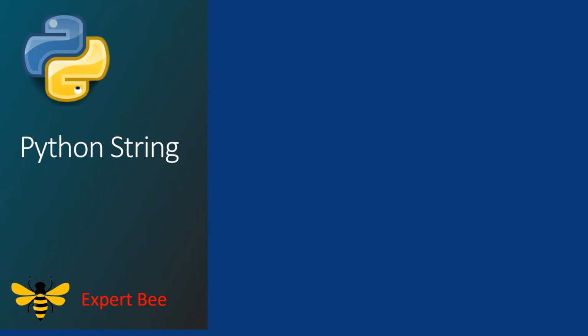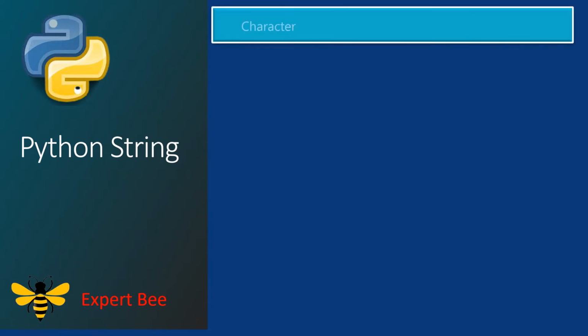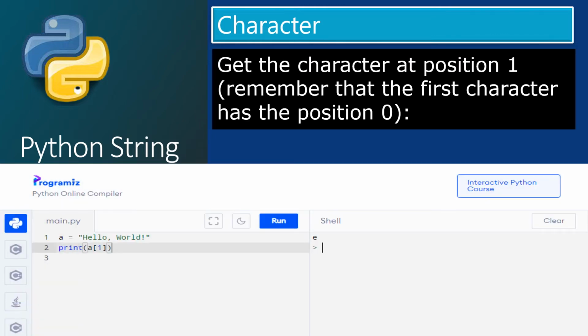Now, let us use the online compiler. Type a equals "Hello, World!". To get the character at position 1, we'll type print a[1]. After pressing the run button, we'll get e as the output because e is at position 1. Position 0 is the first character, that is H in this case. Similarly, l is at position 2 and so on. Note that the first character has the position 0.